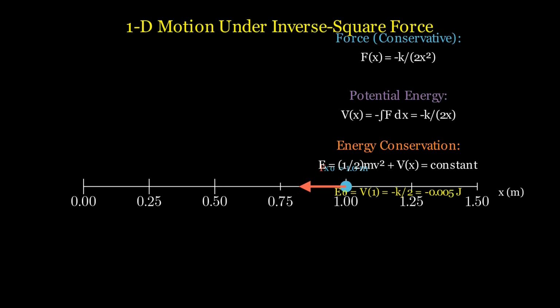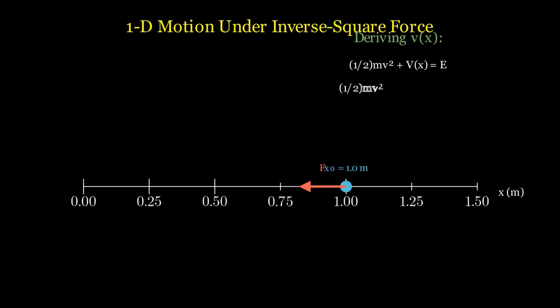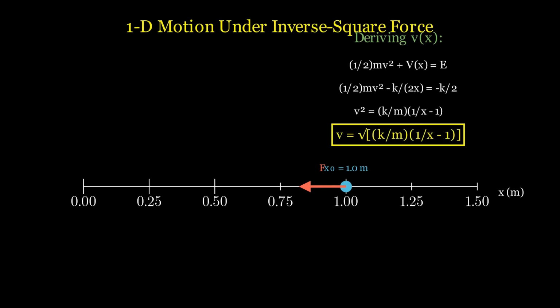At the starting point, x equals 1 meter with v equals 0. The total energy is just the potential energy. E equals V of 1, which is negative k over 2. As the particle moves to any position x, this energy stays constant. Let's solve for velocity. Setting up the energy equation at position x, 1/2 mv squared plus V of x equals E. Substituting V of x equals negative k over 2x and E equals negative k over 2.